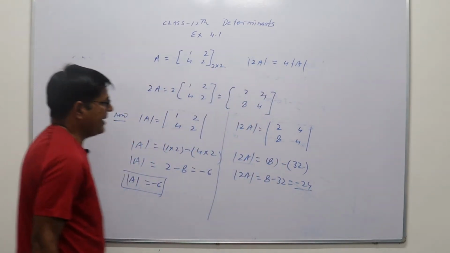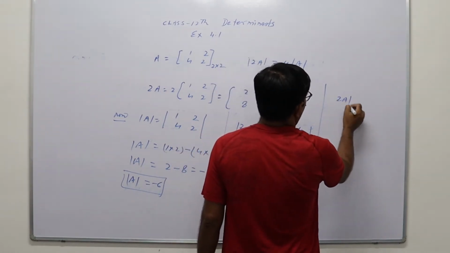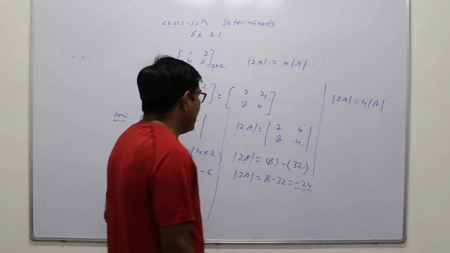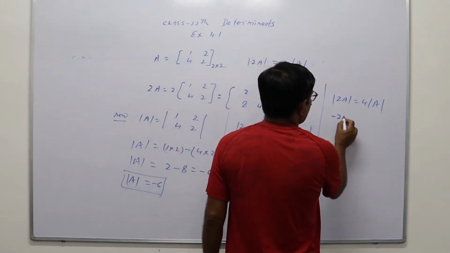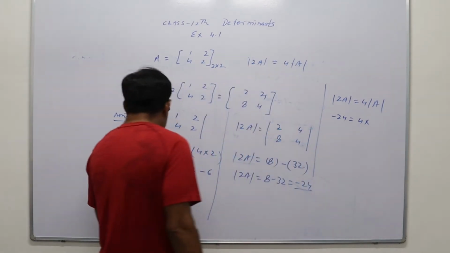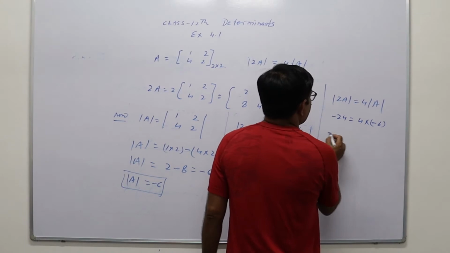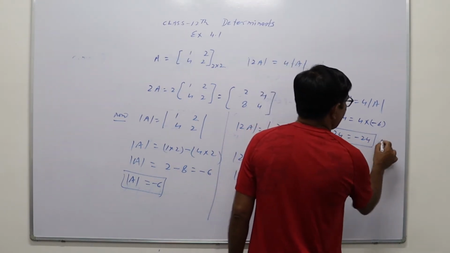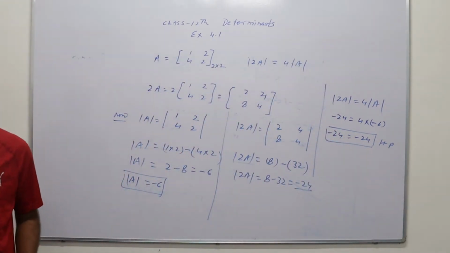Now as per the given condition, what is the given condition? Determinant of 2A should be equal to 4 into determinant of A. Here determinant of 2A is minus 24, so this is minus 24 equals 4 into determinant A. Determinant A is minus 6. So 4 into minus 6, that is minus 24, is equal to minus 24. So hence proved. In this way you have to solve the questions.